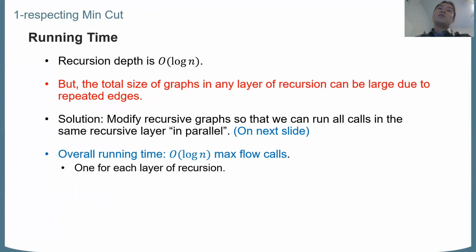Next is bounding the running time. First, the recursion depth is log n because we always partition the tree using the centroid. But the total size of graphs in any layer of recursion can be large due to repeated edges. So our solution is to modify the recursive graphs so that we can run all calls in the same recursive layer in parallel. So the overall run time will be log n maximum flow calls.